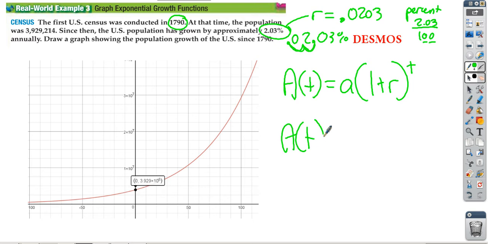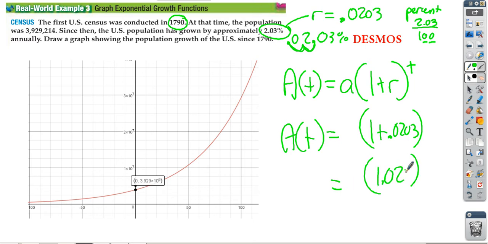So let's start filling this in. So this is going to be 1 plus 0.0203, and we could just make that 1.0203. Now again, that's going to be exponential growth, because this number here is bigger than 1. And that's how you tell: if the number that you're raising to the t is bigger than 1, it's growth. If it's less than 1, it would be decay. And then what is A? A is the initial, this A right here, not the big A. A is the initial amount.